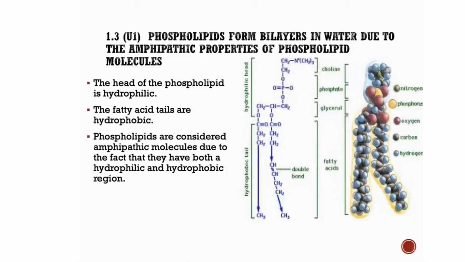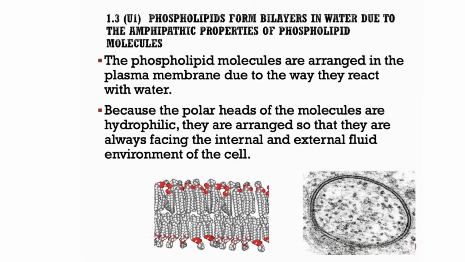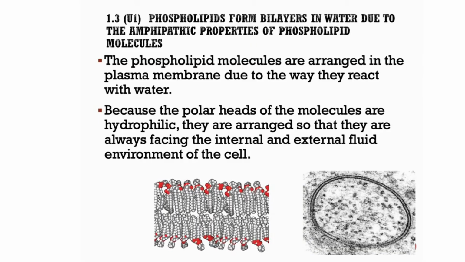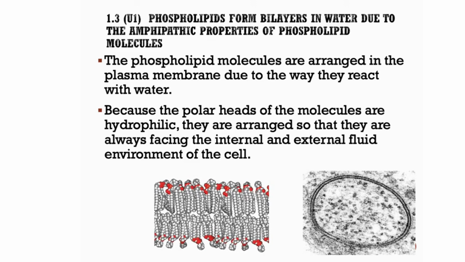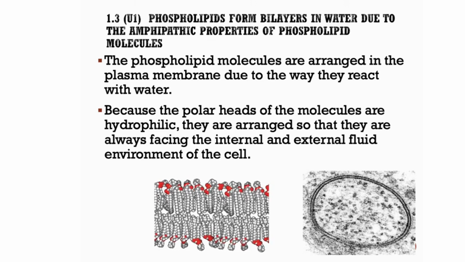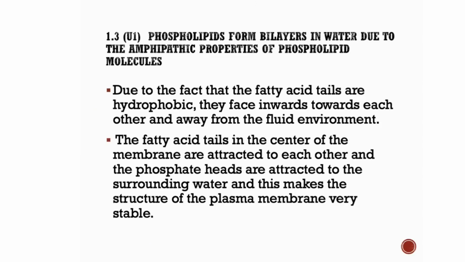So, as I said, the head of the phospholipid is hydrophilic. The fatty acid tails are hydrophobic. Phospholipids are considered amphipathic molecules because they have both a hydrophilic and a hydrophobic region. The phospholipid molecules are arranged in the plasma membrane due to the way they react with water. Because the polar heads are hydrophilic, they easily contact the external environment, the water, and they're arranged so they're always facing the internal and external fluid environment of the cell. Because the fatty acid tails are hydrophobic, they face inwards towards each other and avoid the fluid environment.